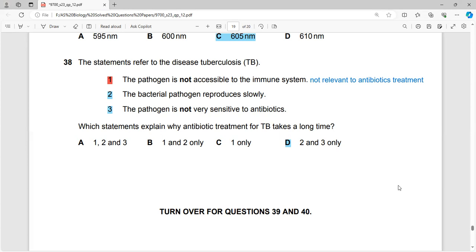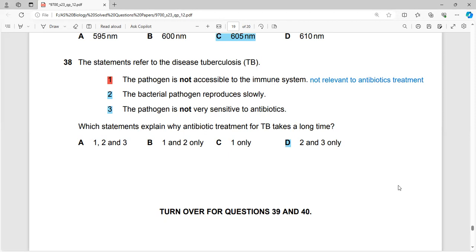So which option is correct regarding what is delaying the treatment of tuberculosis? Option number one, the pathogen is not accessible to the immune system. The immune system is not involved in antibiotic treatment, because that is our natural immunity. The immune system means our phagocytes, white blood cells, B cells and T cells, so it is not relevant to the antibiotic treatment. So option one is wrong here.